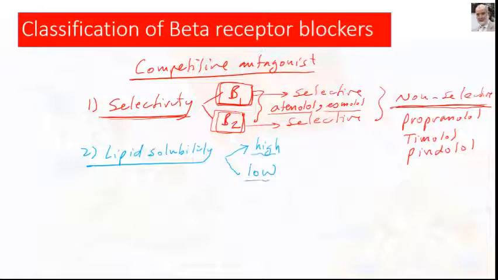The most famous example with high lipid solubility is propranolol, which is the prototype. Propranolol is the beta blocker with high lipid solubility. Therefore, we expect that propranolol will produce peripheral and central effects. Beta blockers with low lipid solubility include atenolol, which, as we have said, is very commonly used in treatment of hypertension. It has low lipid solubility. And acebutolol.